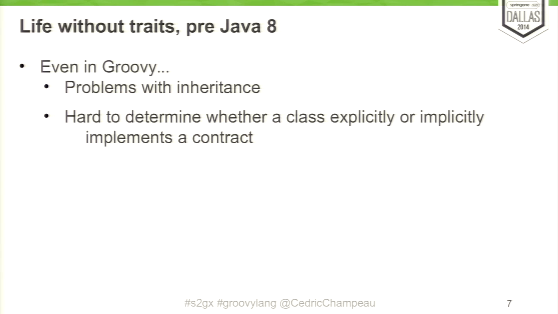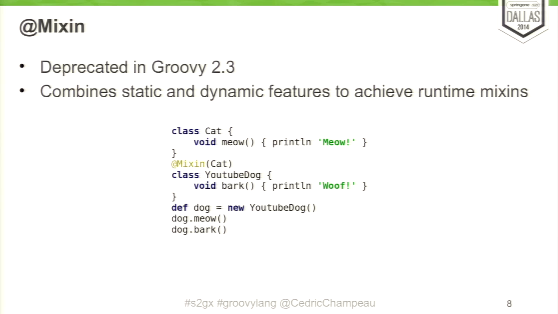Well, in Groovy, you can do mixin. How many people use mixin? OK, are you happy with the mixin? No? You shouldn't be. Mixin is deprecated in Groovy 2.3, and why? Just because we now have traits. So if you used to use mixin, you can replace it since Groovy 2.3 by traits.